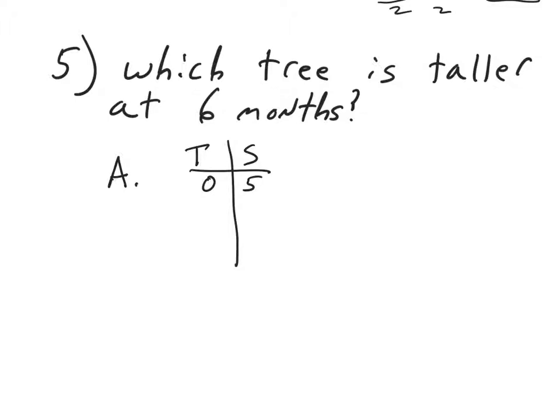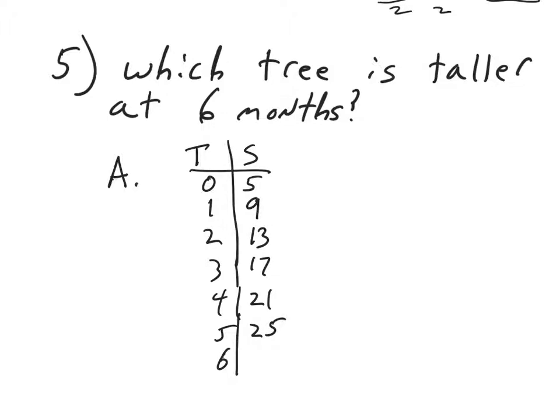So we need to go out to 6 months. 1, 2, 3, 4, 5, 6. Okay, so it's going 4 inches every month. So from 0 to 1, it's going to do plus 4. We'll get 9. Then 9 plus 4 again would be 13. 13 plus 4 would be 17. 17 plus 4 is 21. 21 plus 4 is 25. 25 plus 4 is 29. So at 6 months, tree A is 29 inches tall.